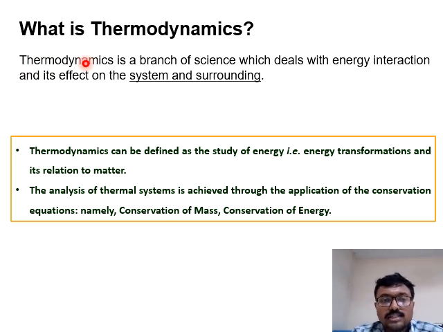So first one, what is thermodynamics? Thermodynamics is a branch of science which deals with energy interaction and its effect with system and surroundings. Thermodynamics has two words, thermo and dynamics. Thermo means heat, and dynamics means flow. So we study the flow of heat in this thermodynamics chapter.